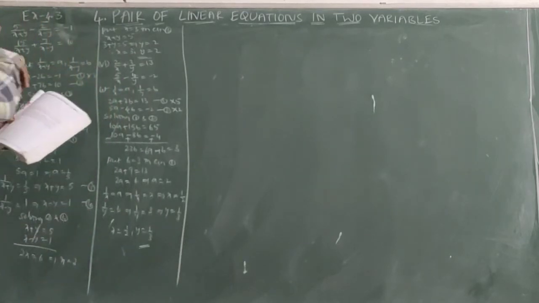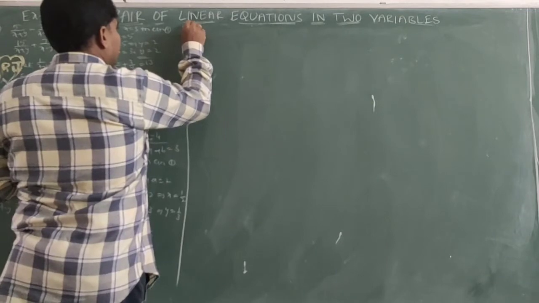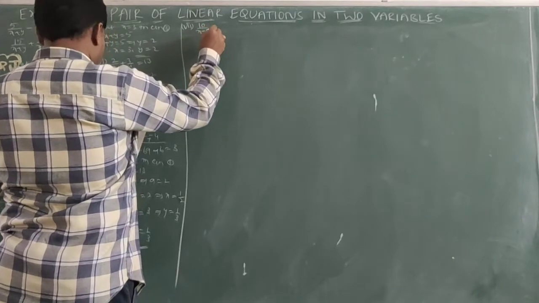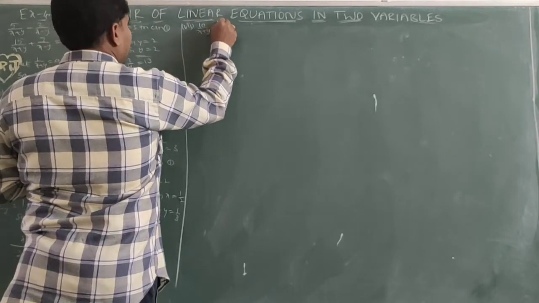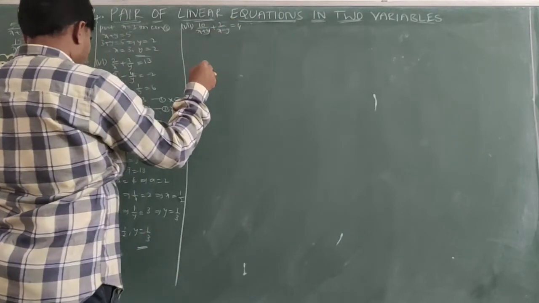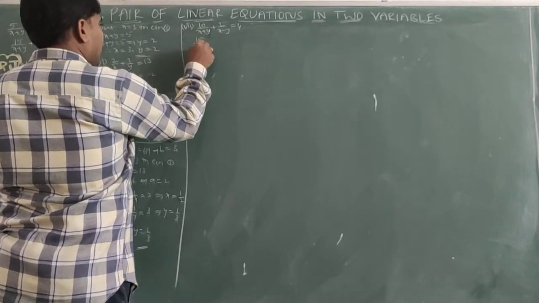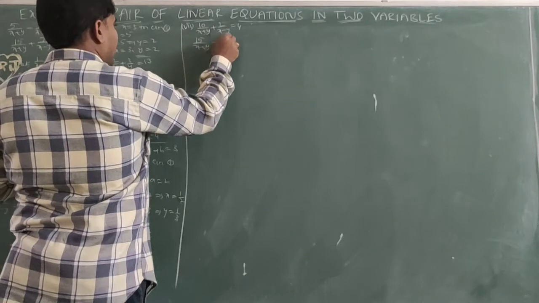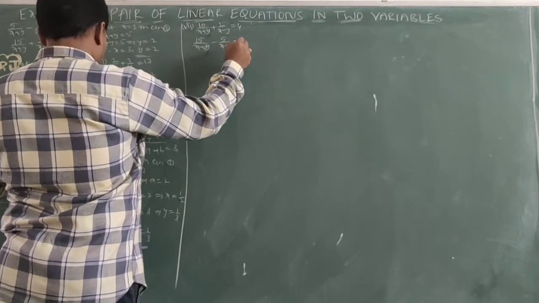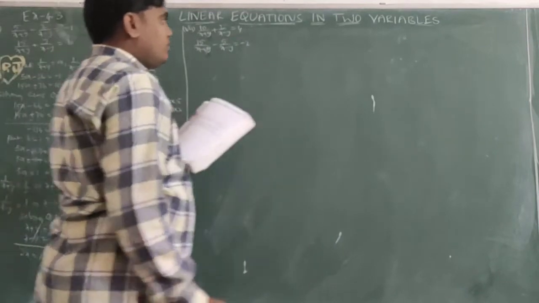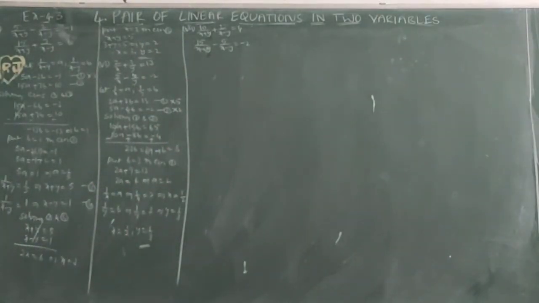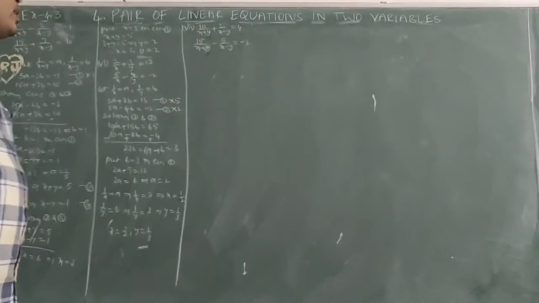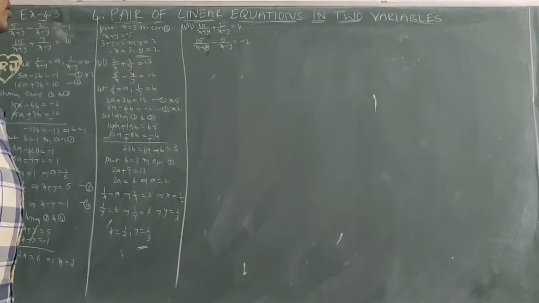Next, question number 7. 10/(x+y) + 2/(x-y) = 4, and 15/(x+y) - 5/(x-y) = -2.